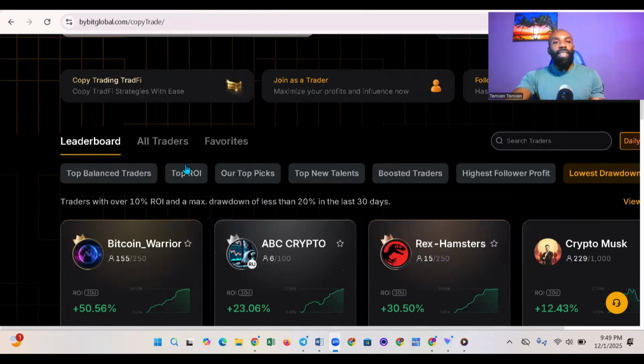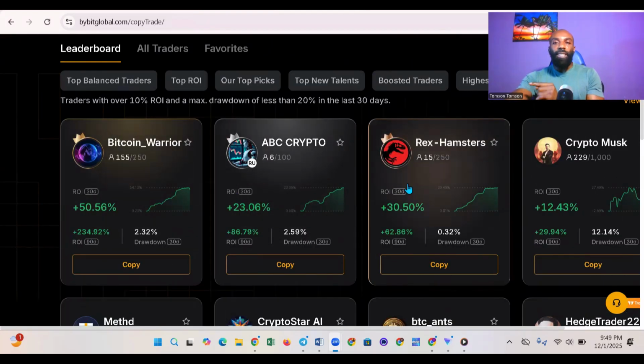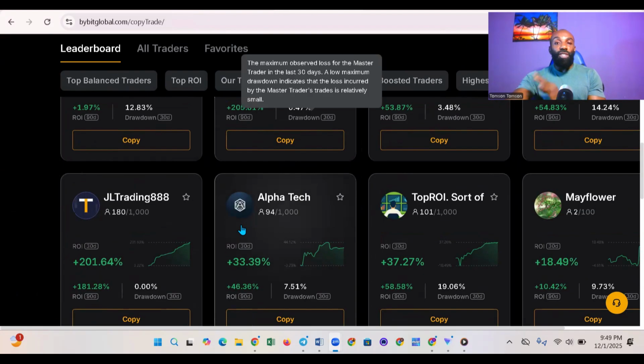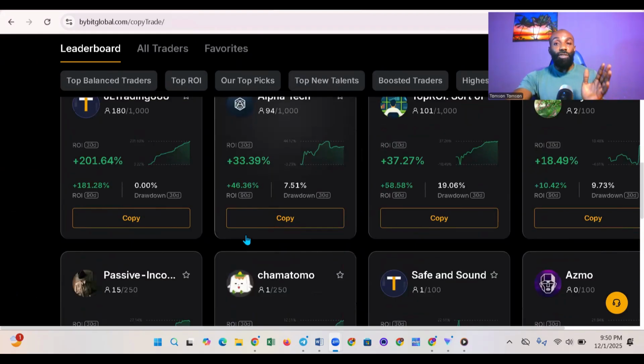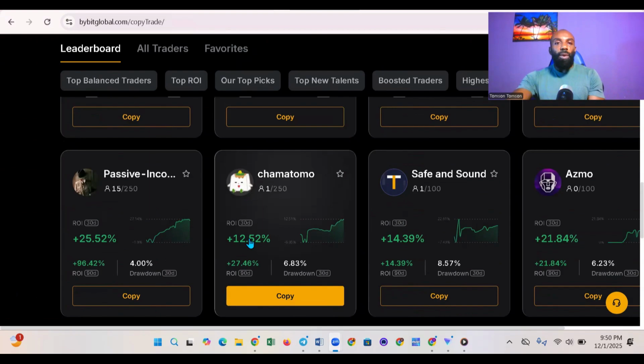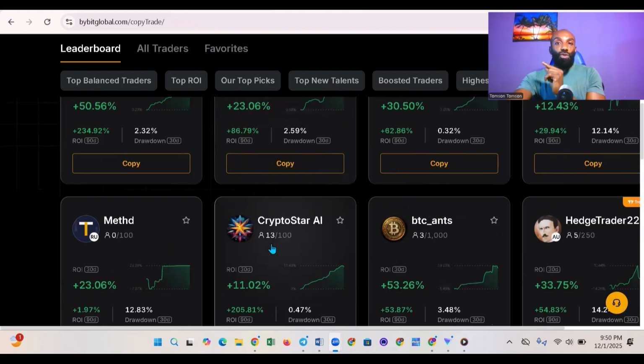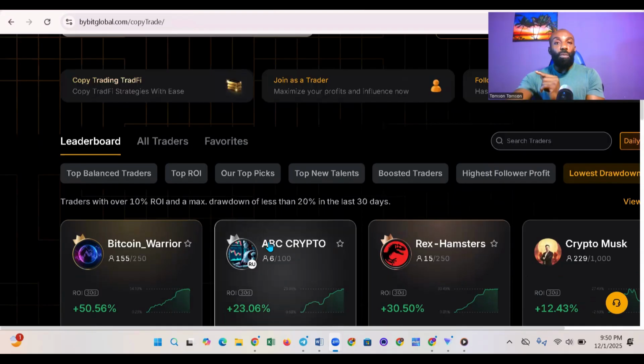So if I scroll down here, you're going to be seeing that we have different crypto traders down here. They trade different kinds of coins that are tradable on the Bybit platform. So all you need to do now is to find a trader that is profitable and suitable for you, in order for you to be able to make money on the Bybit platform. If you check up here, after this leaderboard, you're going to be seeing top balance traders, and top ROI.